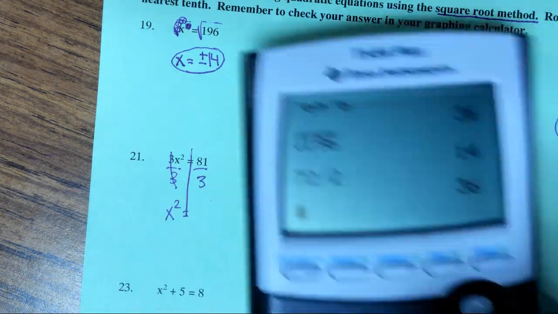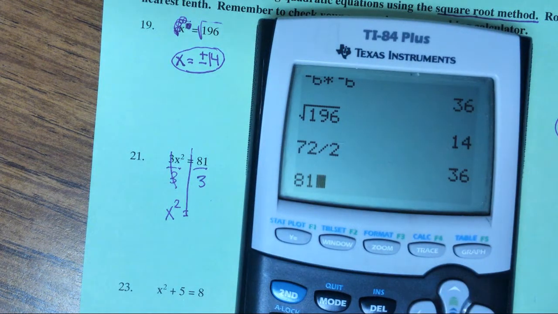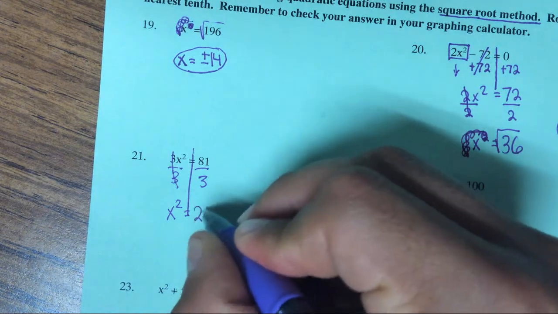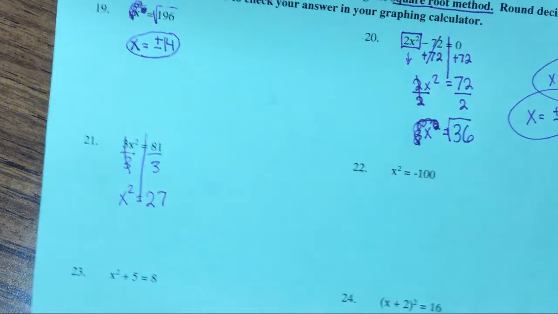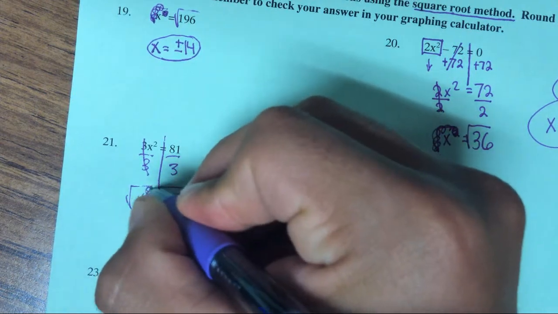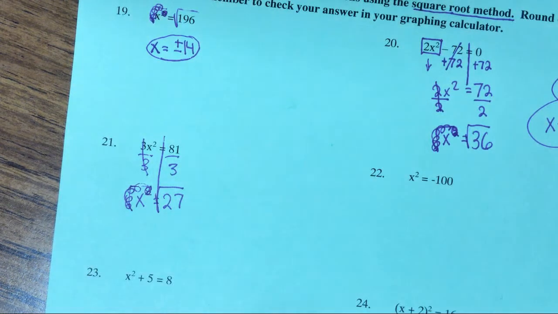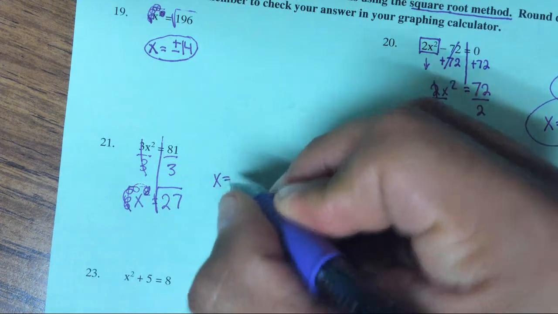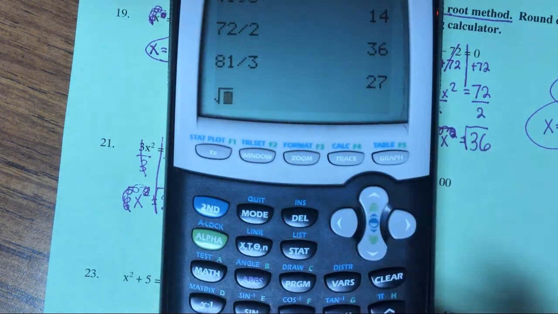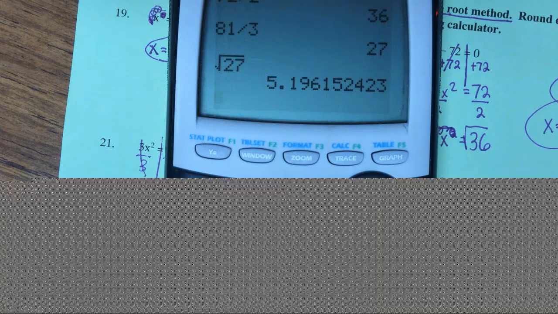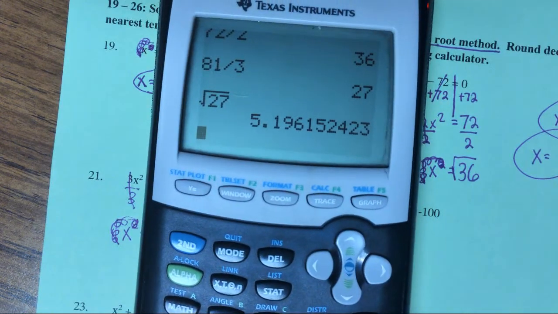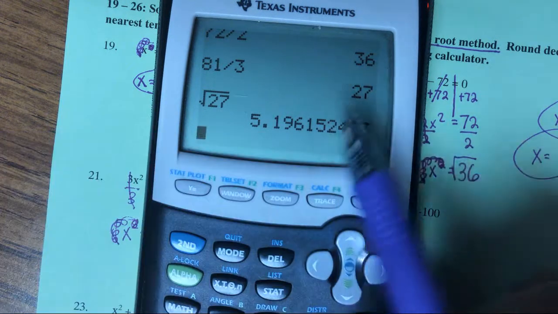81 divided by 3 is 27. And I think this is going to be a decimal. So now whenever I take the square root, again, the squared and the square root cancel each other out. We have x equal to, and now I type in square root of 27, which is 5.19615, this whole big decimal here.